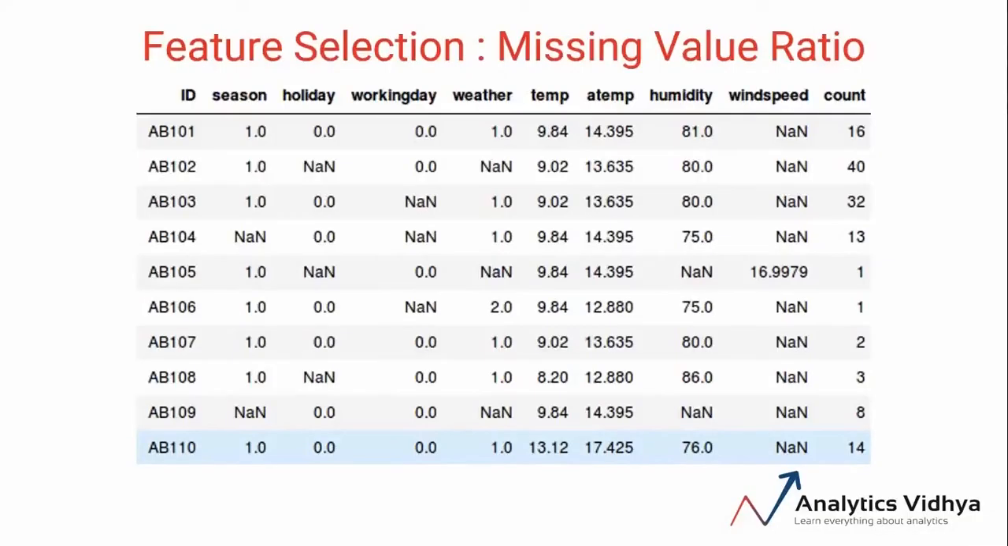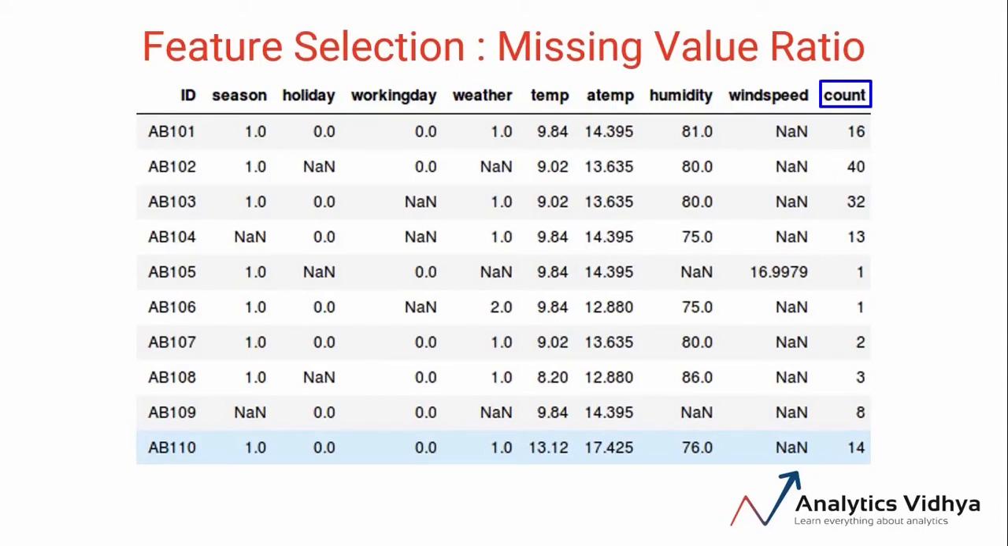Let's say we have a data set where we want to predict the count of bikes that have been rented. We have variables like season, holiday, working day, weather, temperature, etc. And our aim is to predict the count variable using all these independent variables. So, what's the first step you'll take?